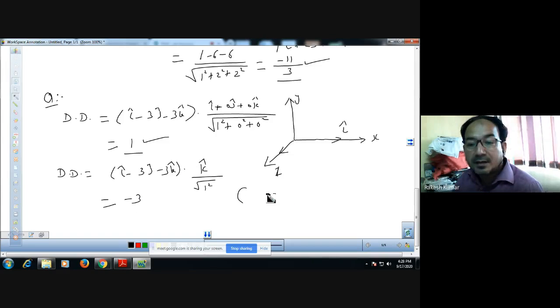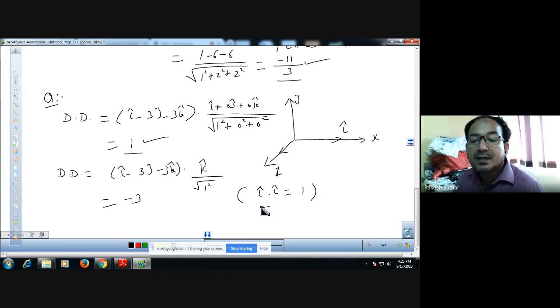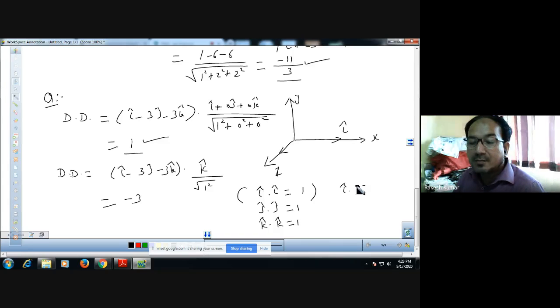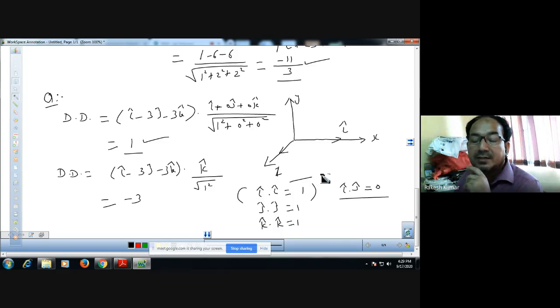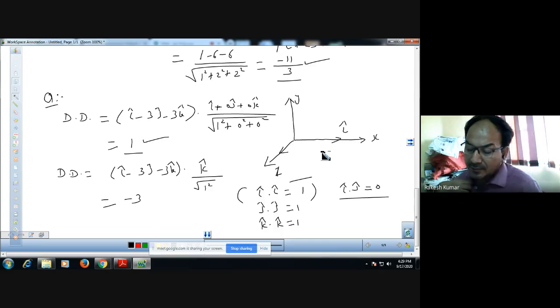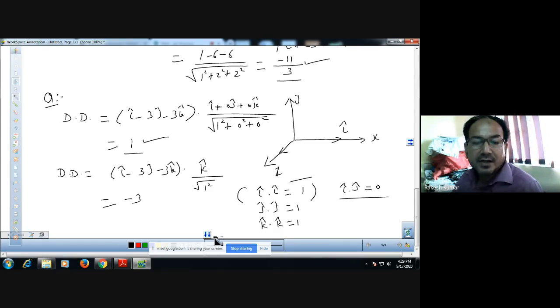Always remember, the dot product of similar vectors always gives you 1. i dot i is 1, j dot j is 1, and k dot k is 1. But i dot some other vector, suppose that is j, will always be 0. So the dot product of different vectors will always be 0, and dot product of similar vectors will always be 1. So this is the procedure by which we will be able to find out the directional derivative for different types of questions.